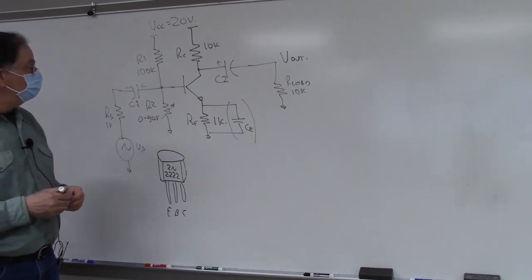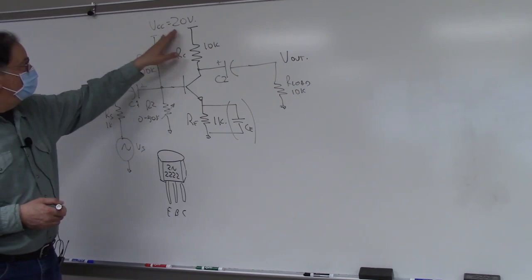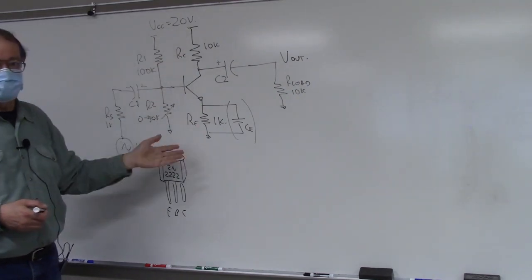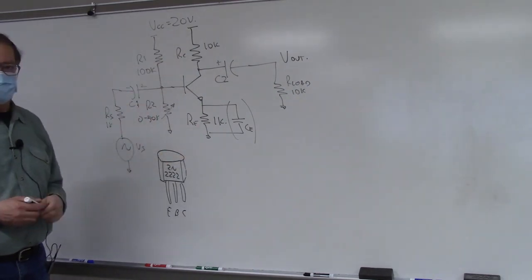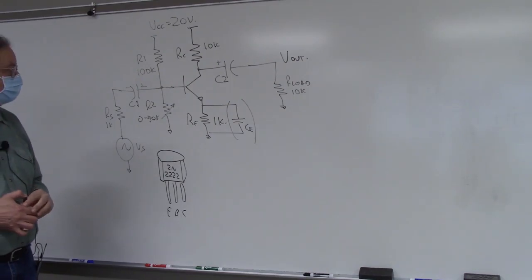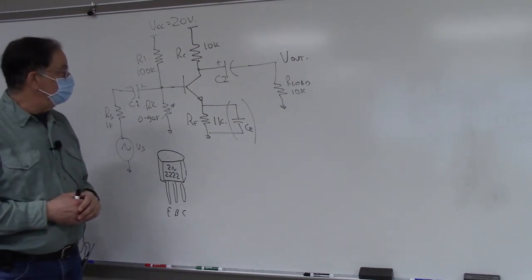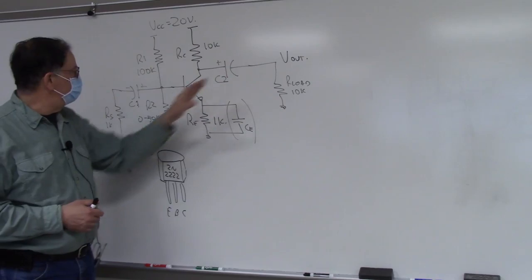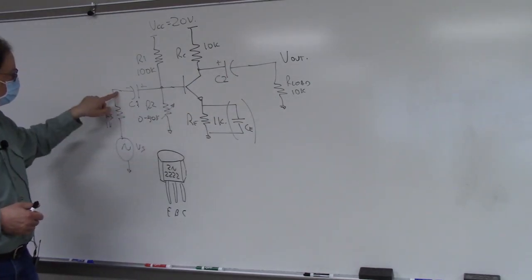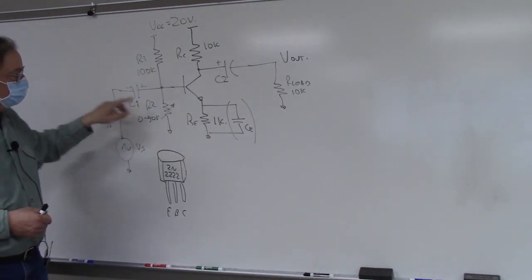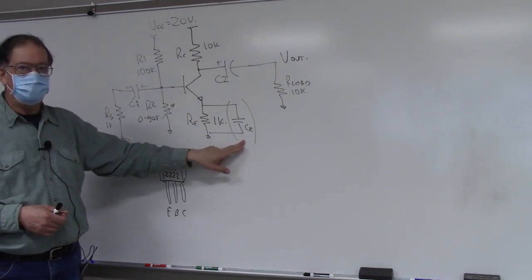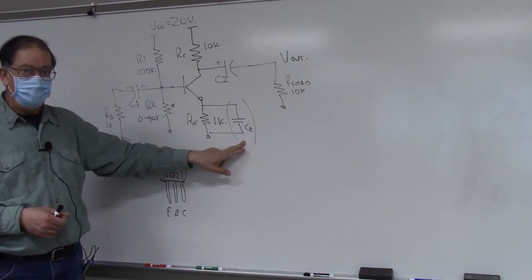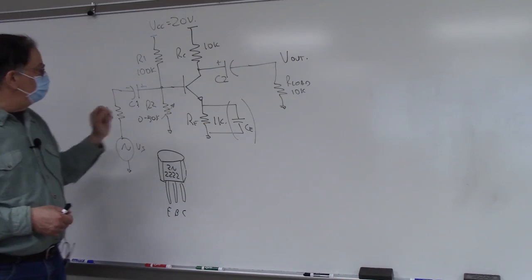For power dissipation, we shouldn't have to worry too much about that. 20 volts times 1 milliamp here is 20 milliwatts of power. And that's not really going to be an issue for this amplifier. And then we're going to be measuring the gain itself, V out over V in. V in is right here, and we're going to be measuring that both with the bypass capacitor in place and without. Then we're going to be measuring the input impedance.